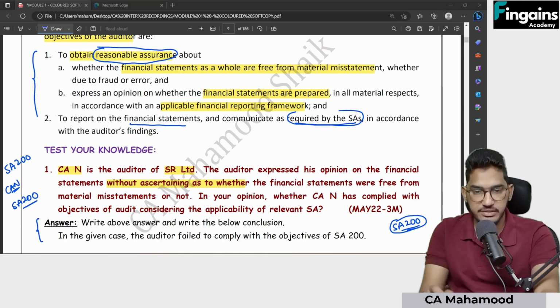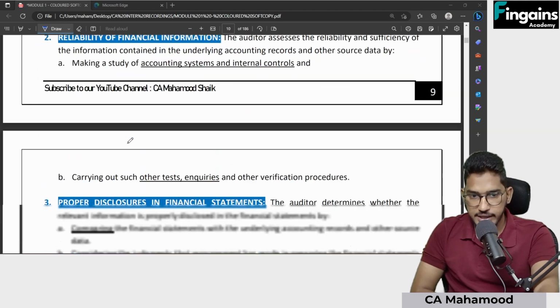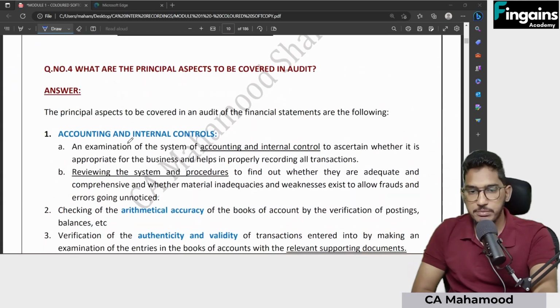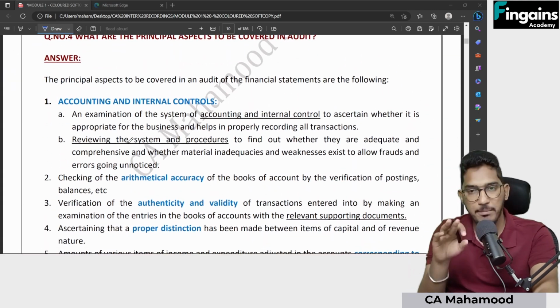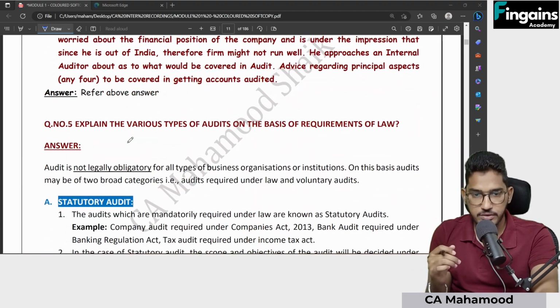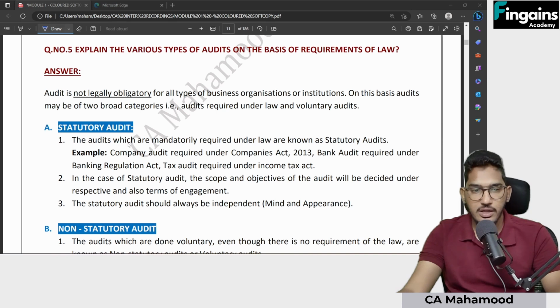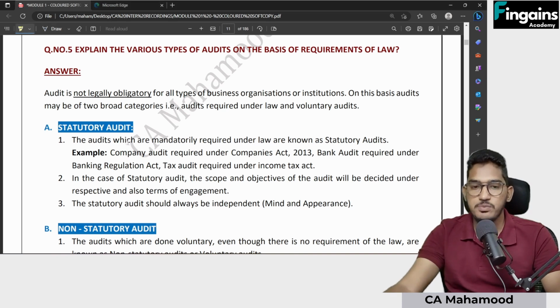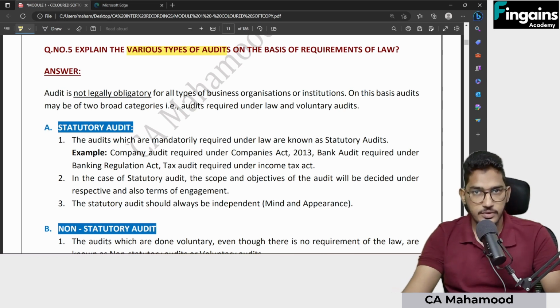Now we will try to proceed further with the next question. So we will start now. Questions 3 and 4 we will come back to later, after some time. So now we will start question number 5. What is question number 5 about? Explain the various types of audit on the basis of requirements of law.